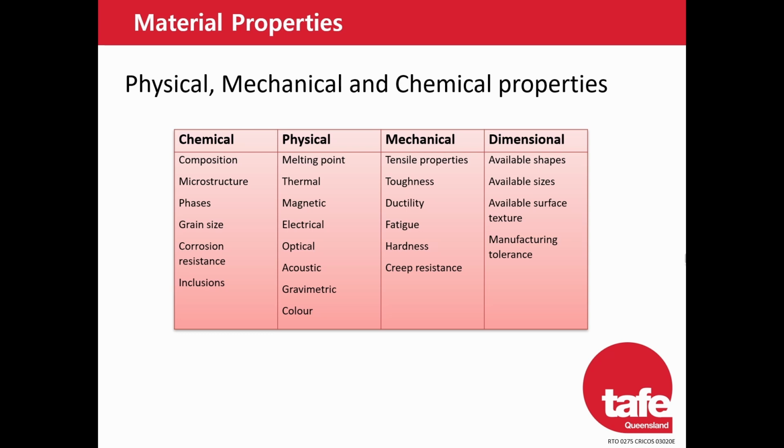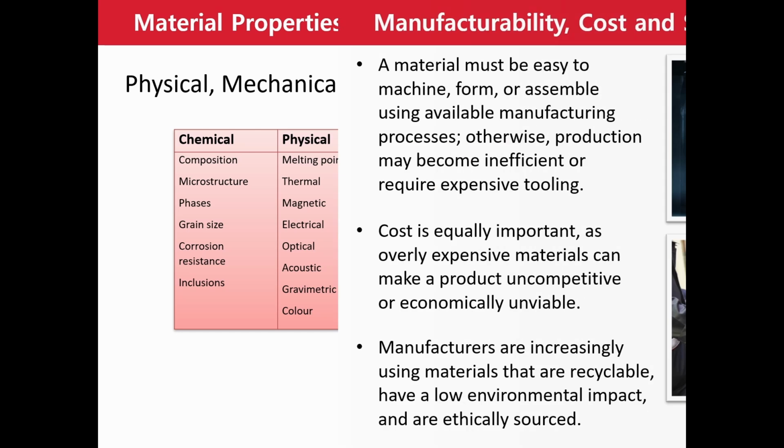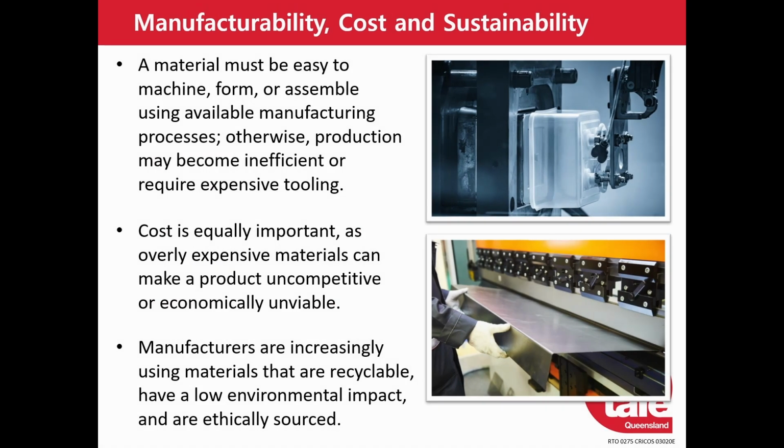When explaining why a manufacturer has chosen a particular material, you must base your reasoning on its physical, mechanical, and chemical properties. In addition to considering the physical, mechanical, and chemical properties, we must also consider manufacturability, cost, and sustainability. A material must be easy to machine, form, or assemble using available manufacturing processes. Otherwise, production may become inefficient or require expensive tooling.